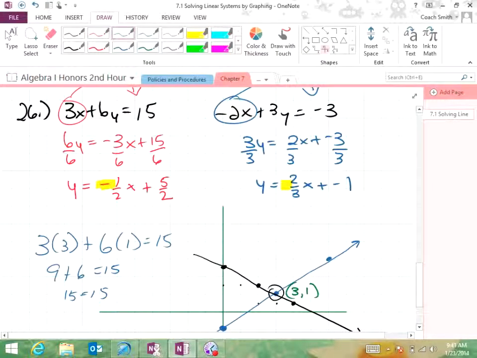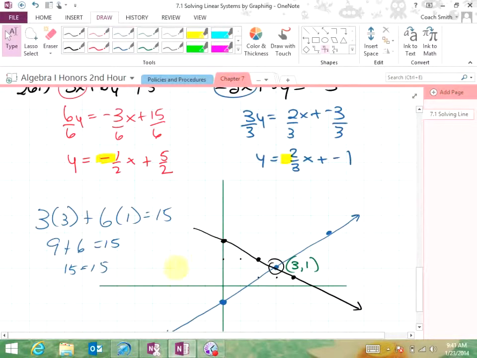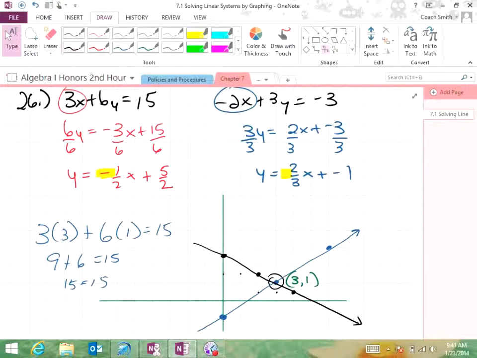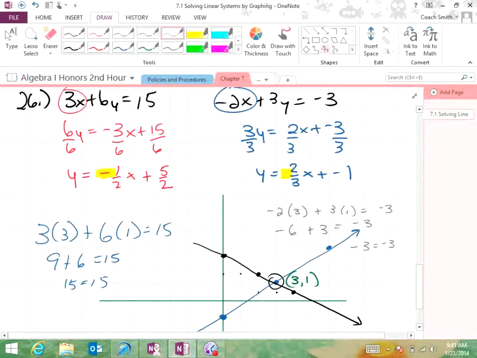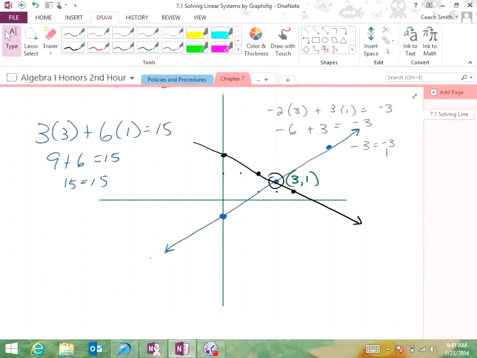Okay, then I plug it into the other one. That gives me negative 2 times 3 plus 3 times 1 equals negative 3. Well, that would be negative 6 plus 3 equal negative 3. That is negative 3 equal negative 3. So my solution is 3, 1.